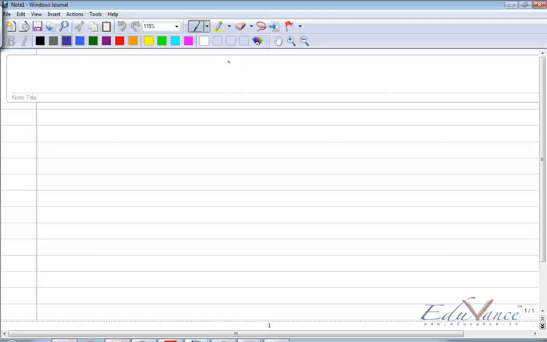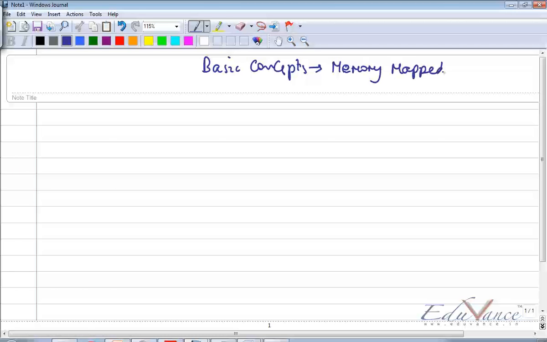Hi guys, in today's lecture we will understand certain basic concepts that we must know before we start the main memory mapped register programming model as part of the ARM Cortex series microcontrollers. So in today's lecture I will look at certain basic concepts which will help you understand the main memory map programs when we get into the labs.